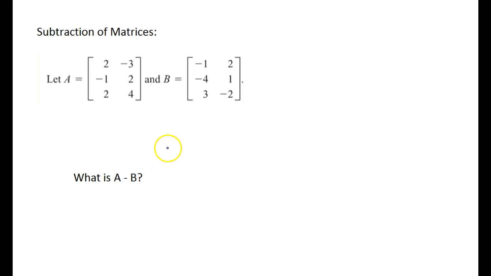Subtraction works the same way. So I'm going to subtract first row, first column in this minus first row, first column in this. So A minus B is going to be 2 minus -1, -3 minus 2, -1 minus -4, 2 minus 1, 2 minus 3, and 4 minus -2.